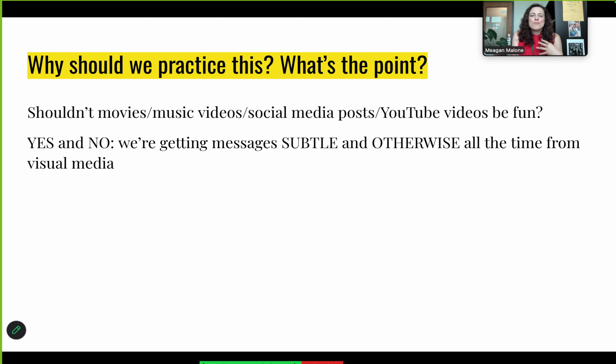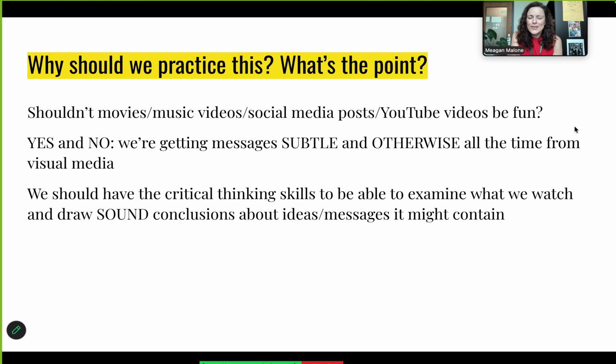However, media is sending us messages all the time. And if you're paying attention to them, you might be able to pick up on what some of those things are. You might actually not endorse the message that it's sending. And it also just feels better to be aware of what kinds of messages are swirling around you. So we really should develop the critical thinking skills to be able to examine what we watch and to draw actually good conclusions about the ideas and messages that it can contain.